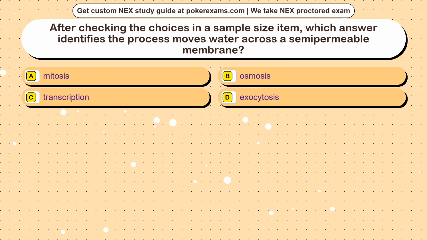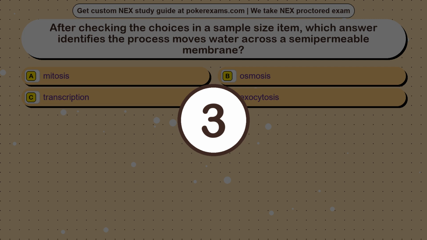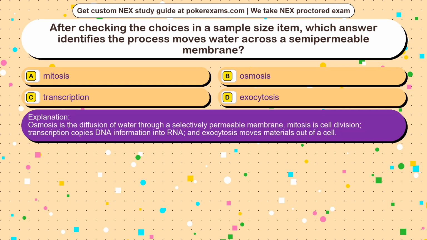Question 3. After checking the choices in a sample size item, which answer identifies the process that moves water across a semi-permeable membrane? Option A, mitosis. Option B, osmosis. Option C, transcription. Option D, exocytosis. The correct answer is option B. Osmosis is the diffusion of water through a selectively permeable membrane. Mitosis is cell division, transcription copies DNA information into RNA, and exocytosis moves materials out of a cell.